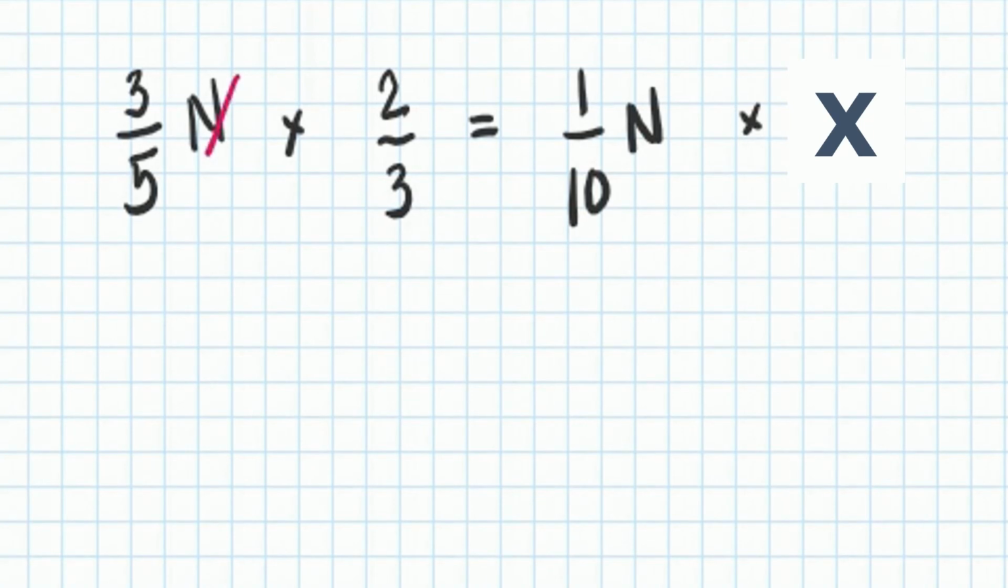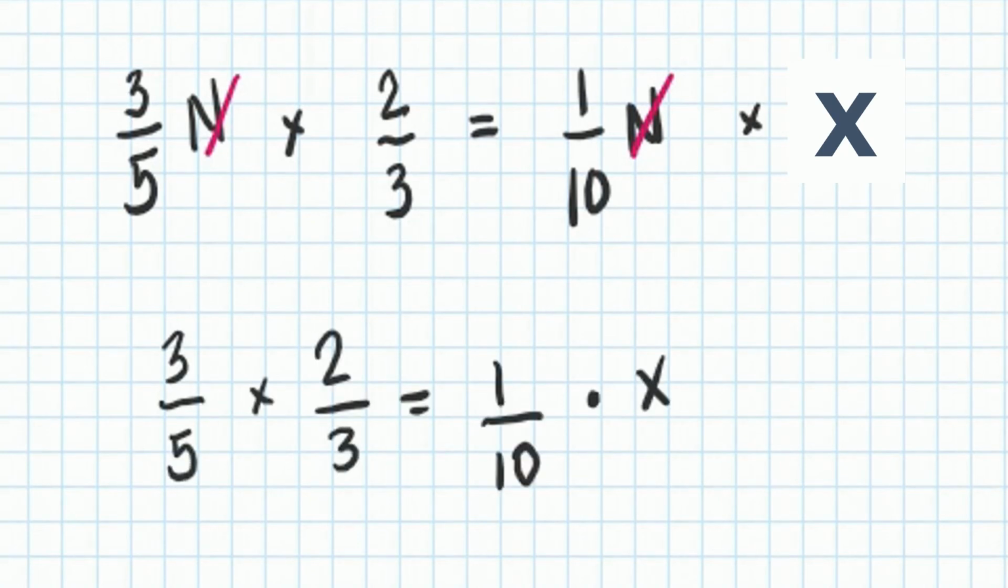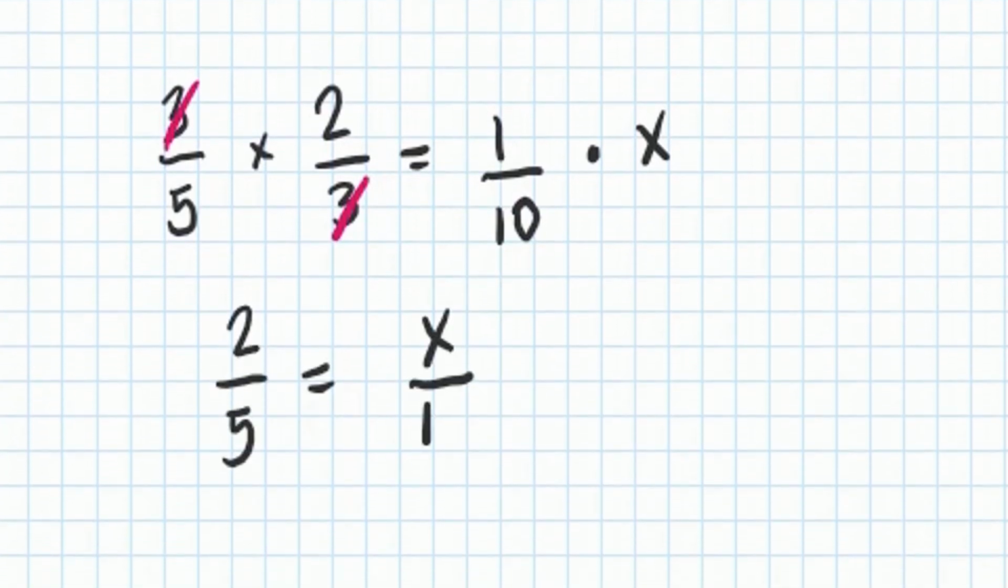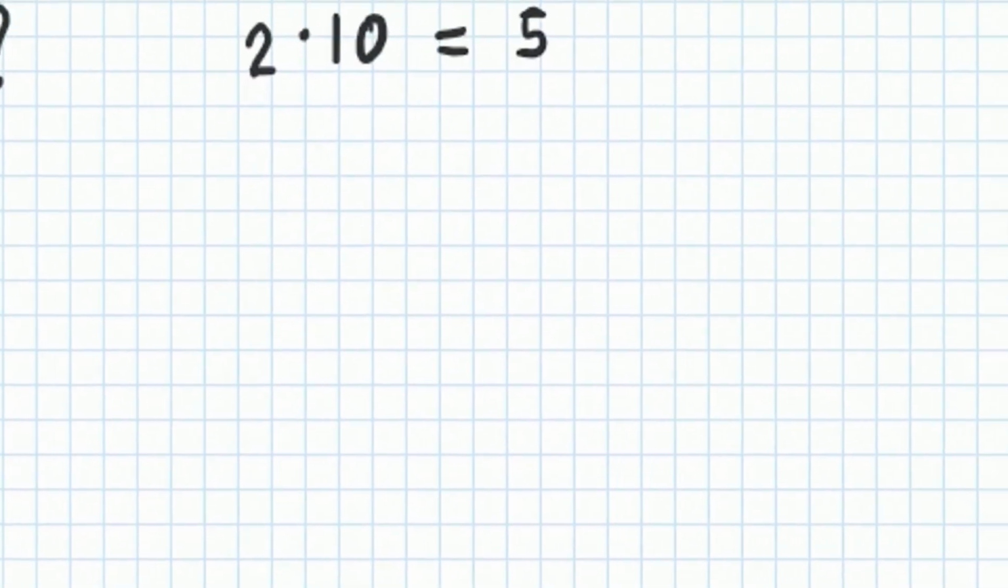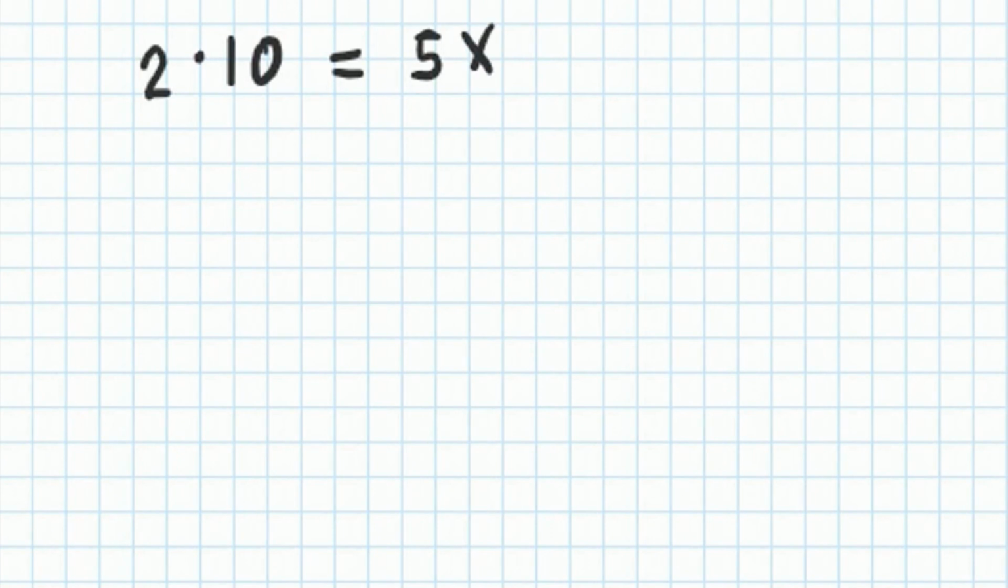Canceling n on both sides of the equation, the mathematical expression now becomes 3 over 5 times 2 over 3 is equal to 1 over 10 times x. We can cancel 3 from the numerator of the first fraction and 3 from the denominator of the second fraction. The mathematical expression now becomes 2 over 5 is equal to x over 10. We can now cross-multiply since the expression has only one term on both sides of the equation. After cross-multiplying the terms, we now have 5x is equal to 2 times 10.